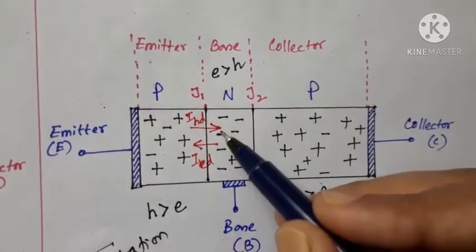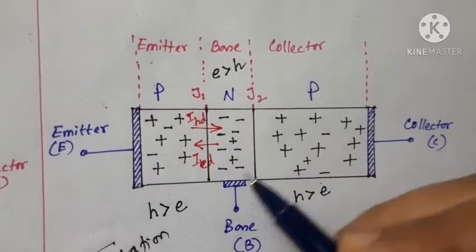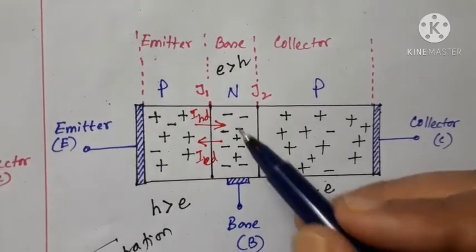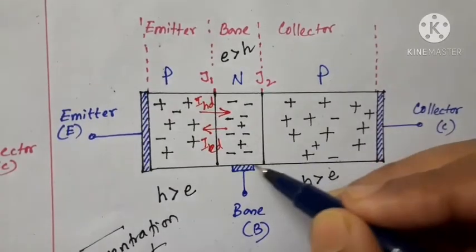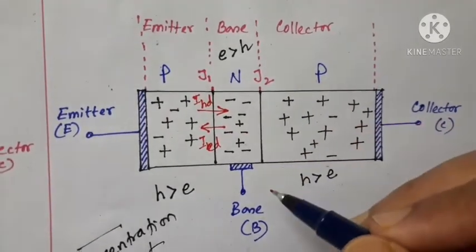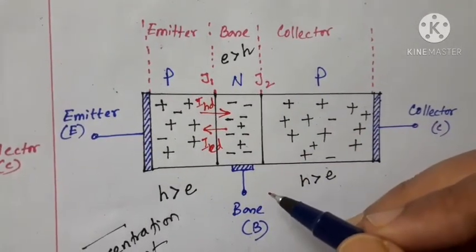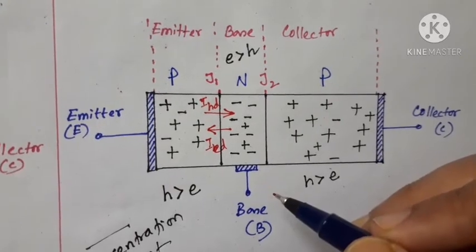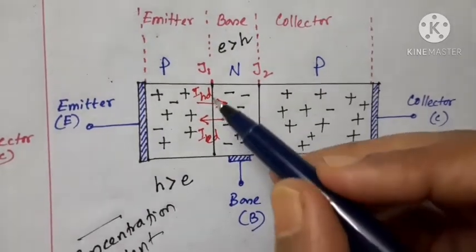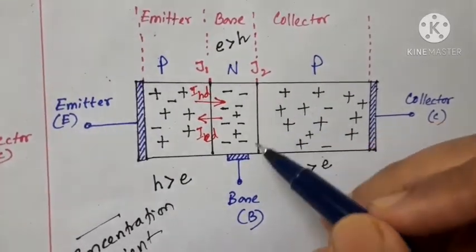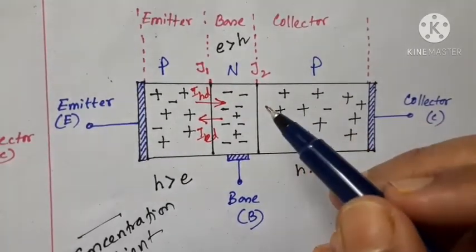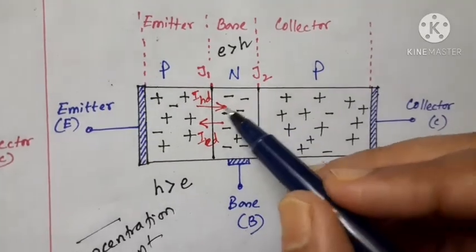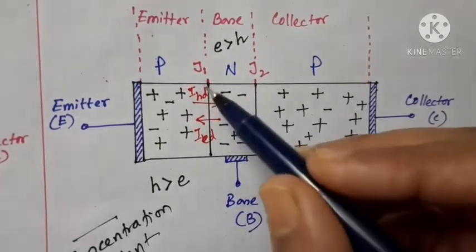Here, the holes will start to recombine with the electrons. But here, as I already told you, the doping concentration of the base region is quite small. It is intentionally made small because if the doping concentration were large, then more holes would recombine.